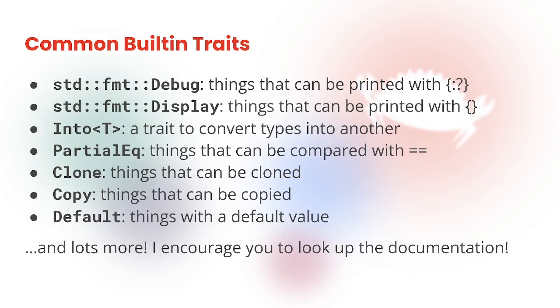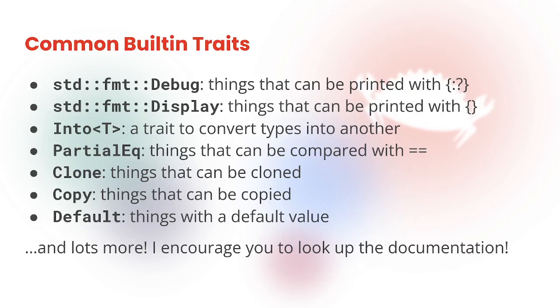Common built-in traits. There are a lot. I encourage you to read the documentation on these. But Debug and Display, which are not implemented into the prelude, but are still very useful. Debug is anything that can be printed with the colon question mark. Display is for things that can be printed with just the braces. The difference being Debug is just debug output, but Display is for anything that has a canonical formatting.